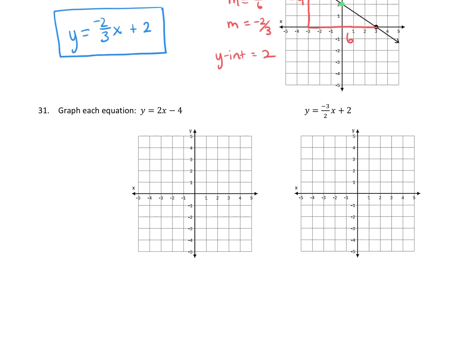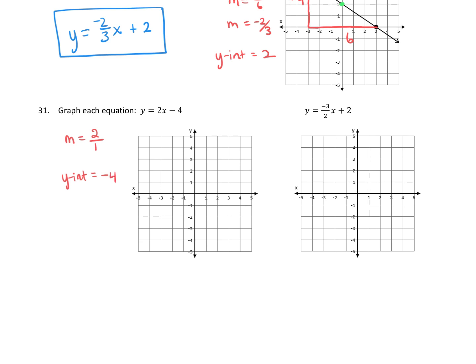All right, now we're just going to graph a couple of these, get practice doing some graphing. Both of these are in slope-intercept form, so let's identify the slope, which is the number in front of the x. So this has a slope of 2. If it helps, make that a 2/1 so you can see the rise over the run. And then the y-intercept is at a negative 4.